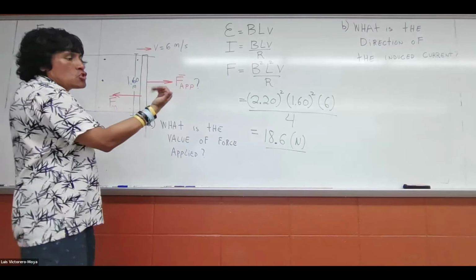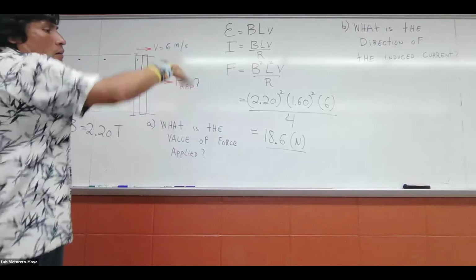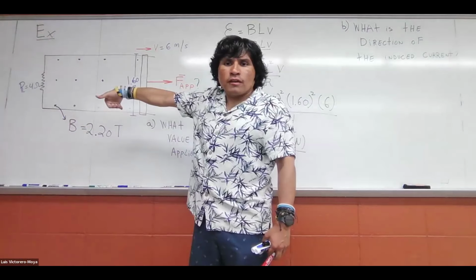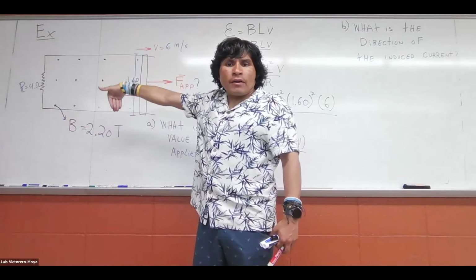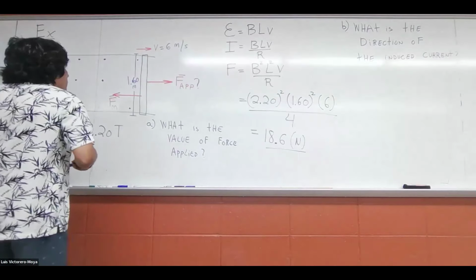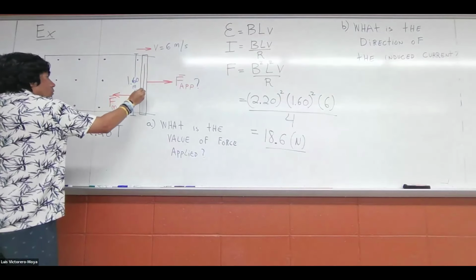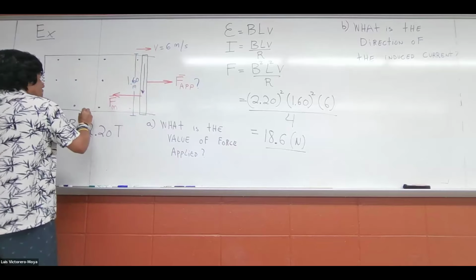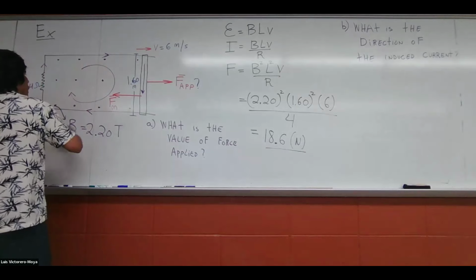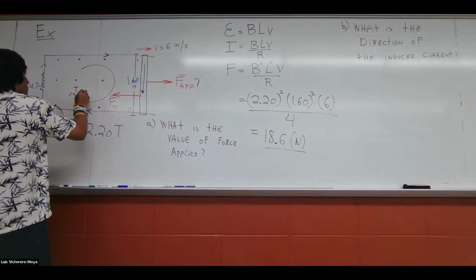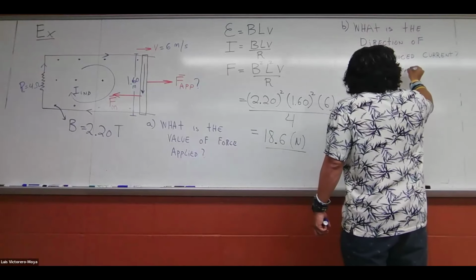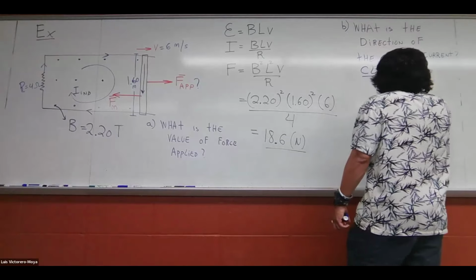So field out of the page, and like this, right? Magnetic force, field. So current, field, force. I'm using right-hand rule for forces there. Okay? So my current has to go down. Left. Up. Right. So that is clockwise. The direction of the current has to be clockwise. All right?